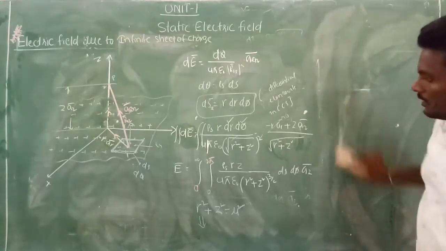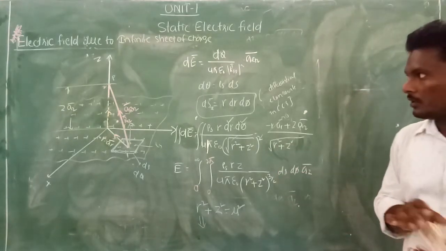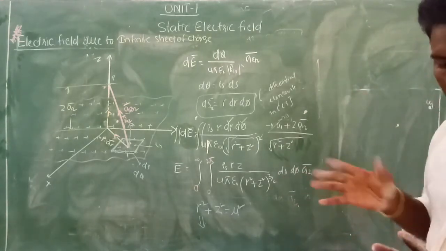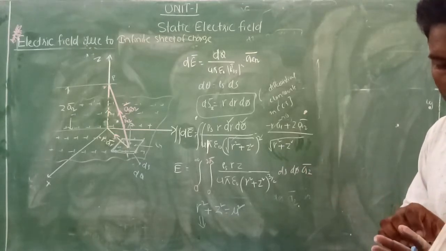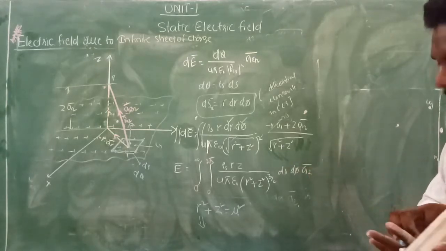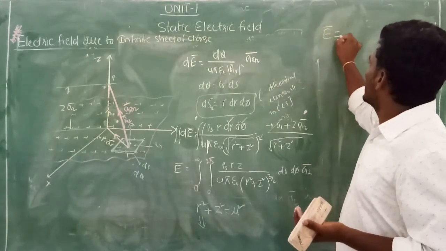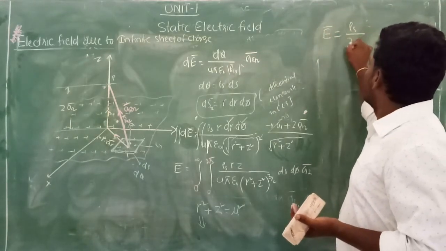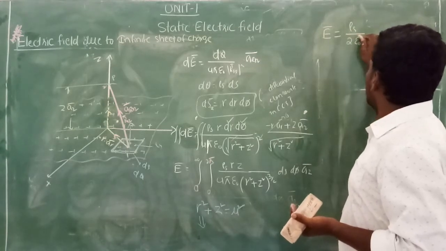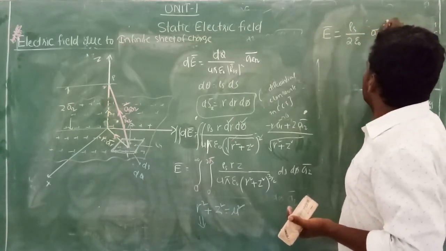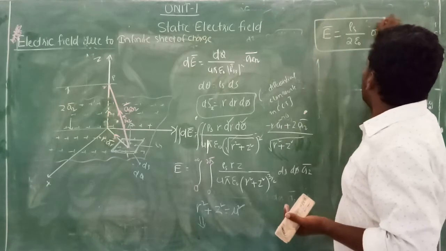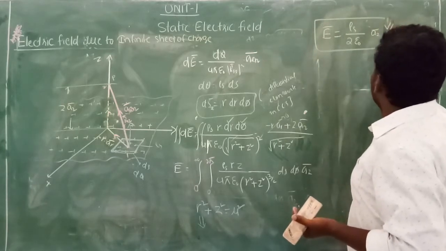I don't want to do the entire integration here, as it is not possible to go ahead. So I am writing the expression directly. E bar is equal to rho s by 2 epsilon naught in the az direction. This is the electric field intensity in volt per meter.